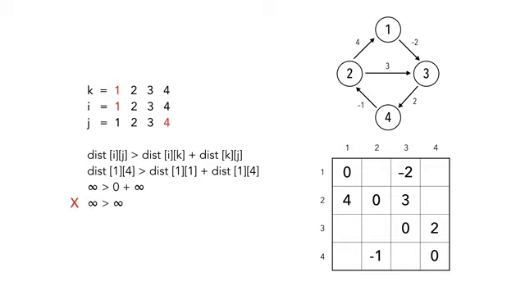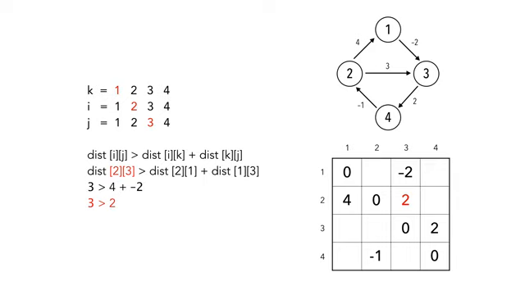This can be tedious, so let's skip ahead to an interesting iteration, with K still 1, I equal to 2, and J equal to 3. Plugging in the values, we see that this time our if condition is met. Therefore, we update the path from 2 to 3 with a smaller weight, which is 2.